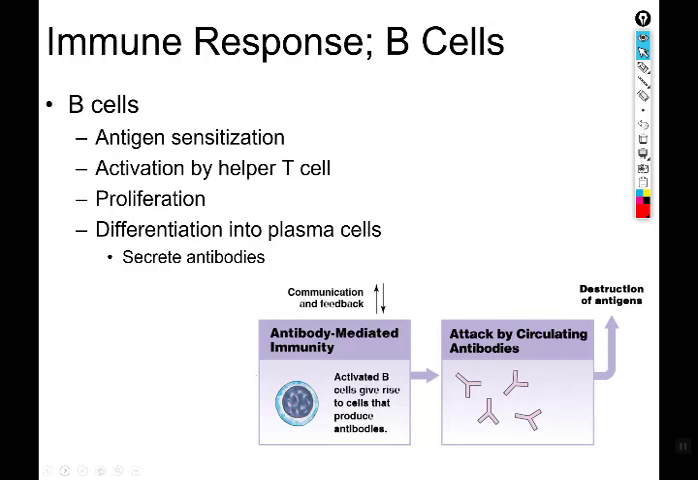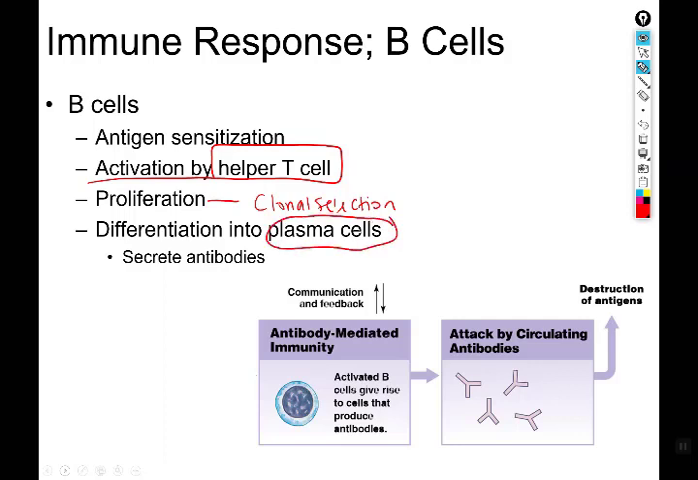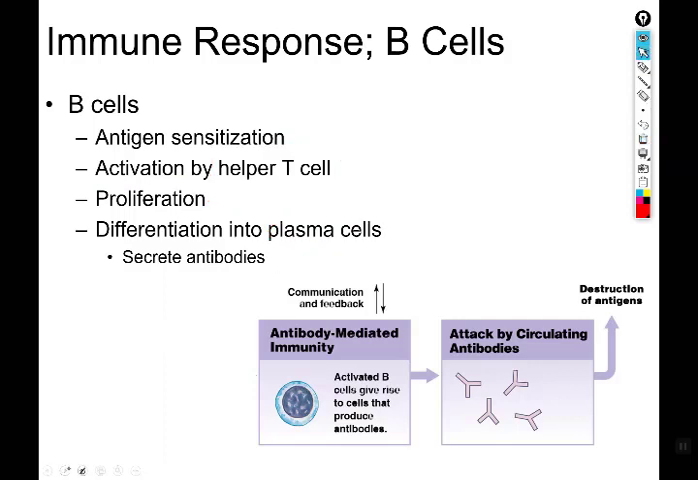So, B cells experience antigen sensitization. We'll talk about that. We're also going to talk about how they're activated by helper T cells, which is something I've already alluded to. Proliferation via clonal selection. And differentiation into plasma cells. So not all B cells are plasma cells, but plasma cells are the subset of B cells that actively secrete antibodies. So this is our jumping off point. Let's go look.